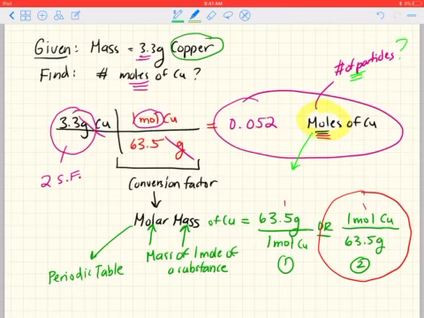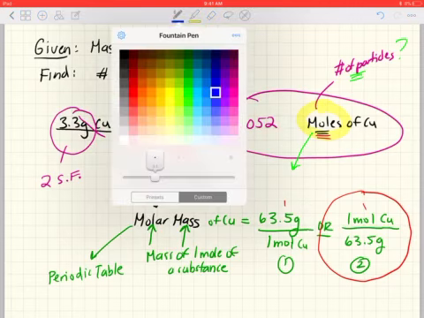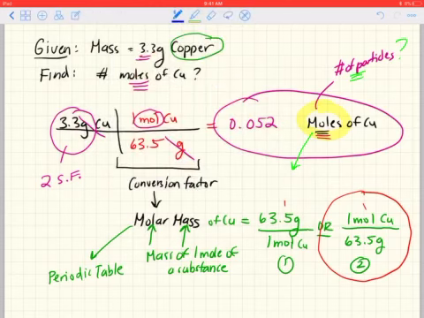All right, so the answer to question number 1 on Unit 5, worksheet number 1 is 0.052 moles of copper. Okay, before I end, I wanted to just quickly review scientific notation.